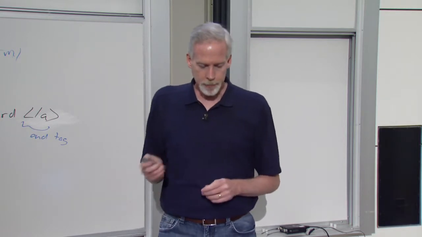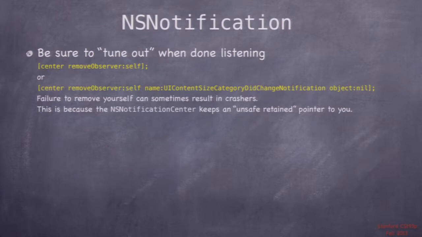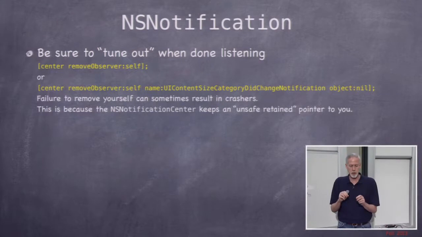Okay. All right. So another thing to understand is when you're done listening, tune out. Turn your radio off. Okay, and you do that by sending a message to the notification center saying remove observer. And you can remove yourself as an observer of all radio stations with the first one, or you can just remove yourself from listening to certain radio stations, okay, by specifying the name of the radio station and who the sender is you don't want to listen to anymore.